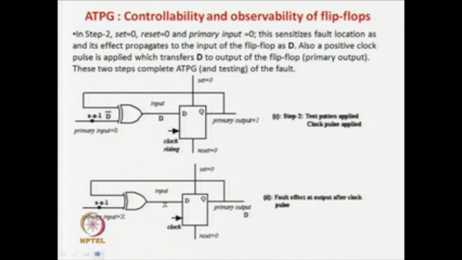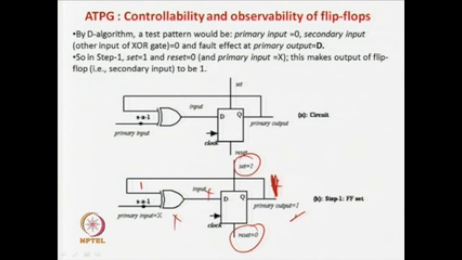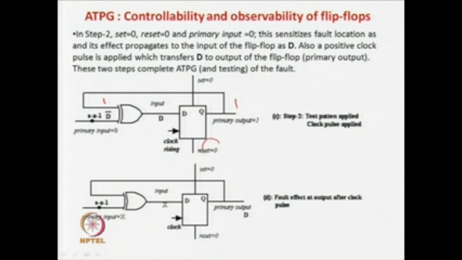So, you have a 1 over here, you have a 1 over here. In the first step you apply set equal to 1, reset equal to 0, so you get a 1 over here and a 1 over here. Now you make set and reset equal to 0. So what will happen now? Now this D flip flop will be operating in the normal clocked mode. So now it is a 1 over here.